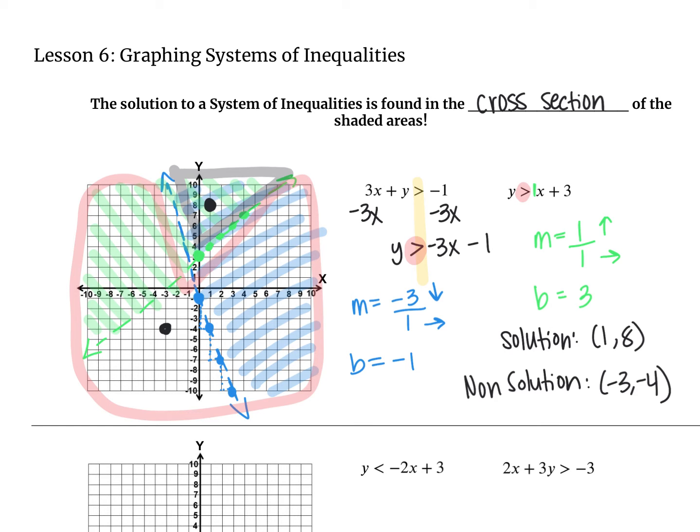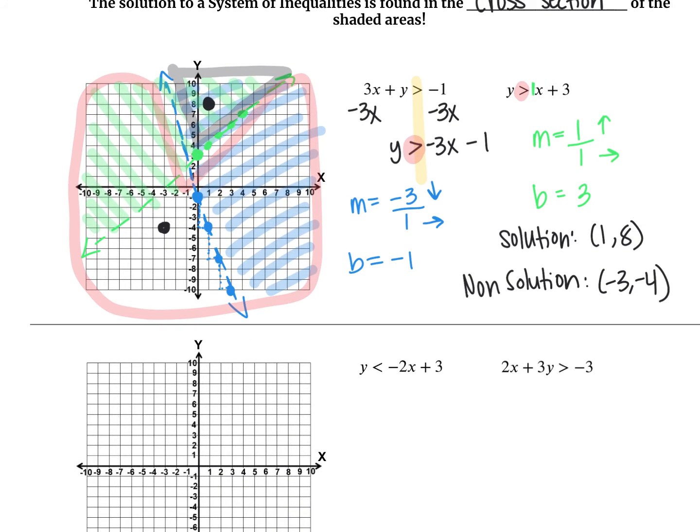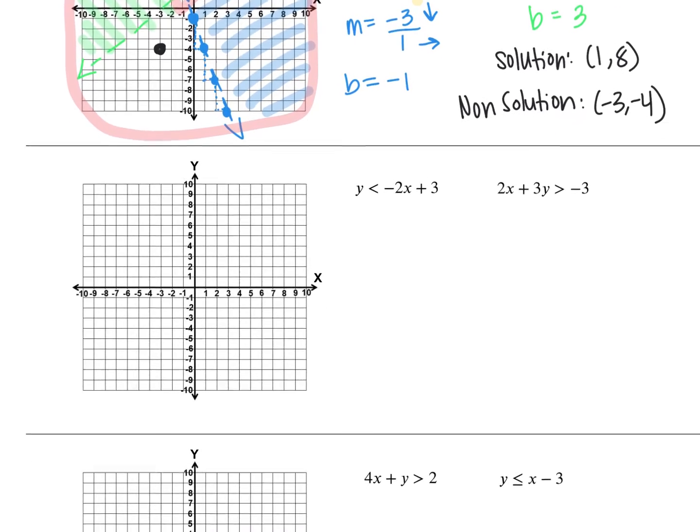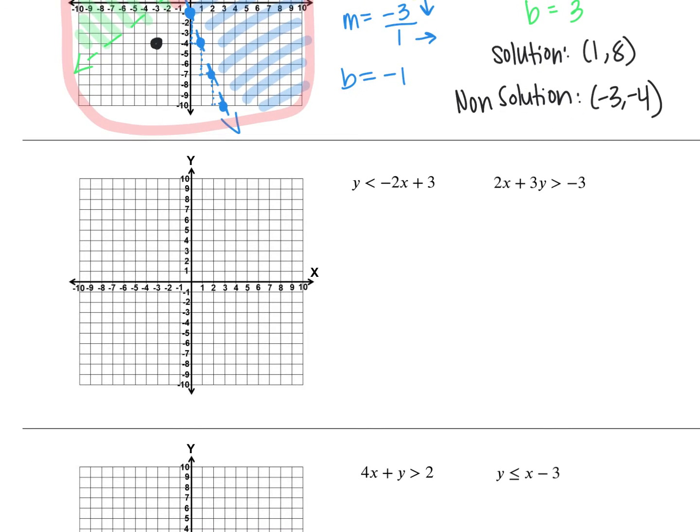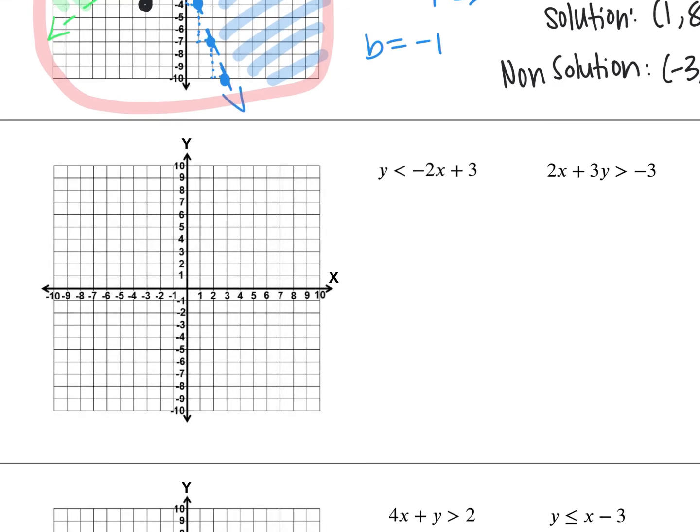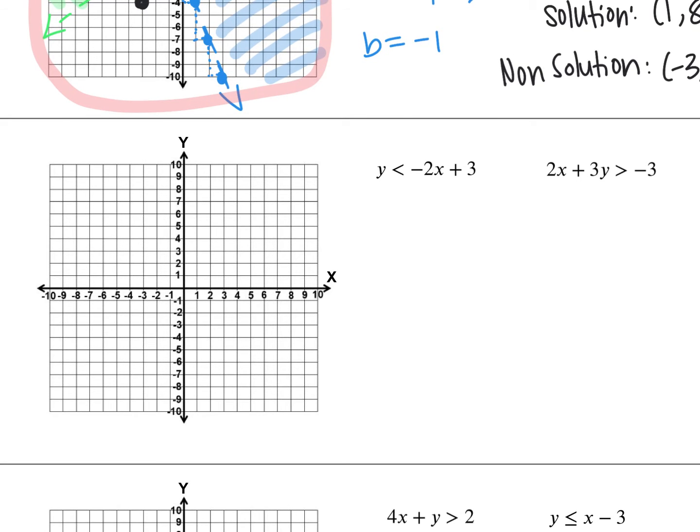All right, let's look at our next example. So our first problem here is y is less than -2x plus 3. Since this problem has already been solved for y, let's go ahead and find our slope and y-intercept. So our slope here would be -2, and I'm going to put this over 1 to make it a fraction.